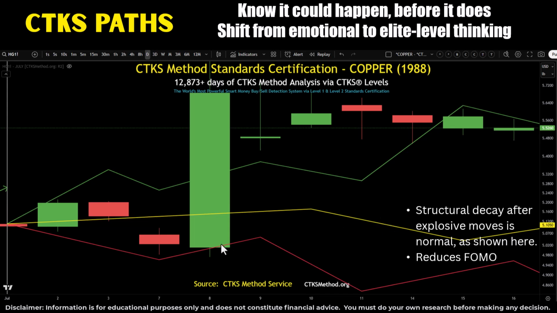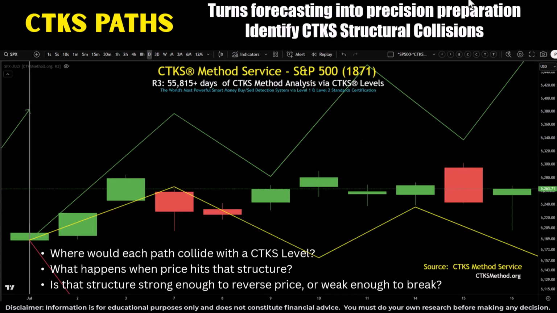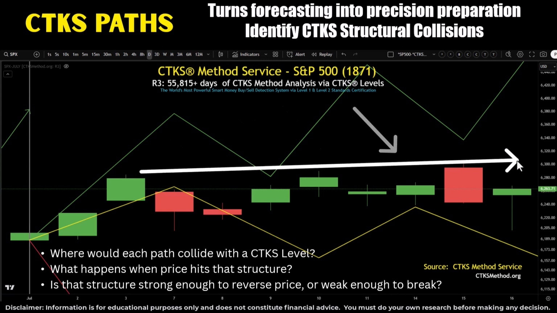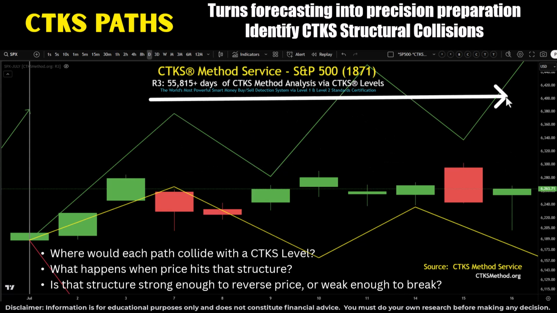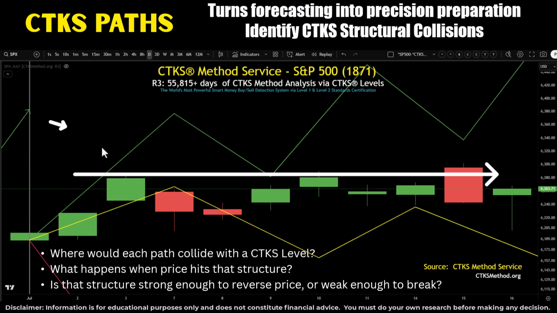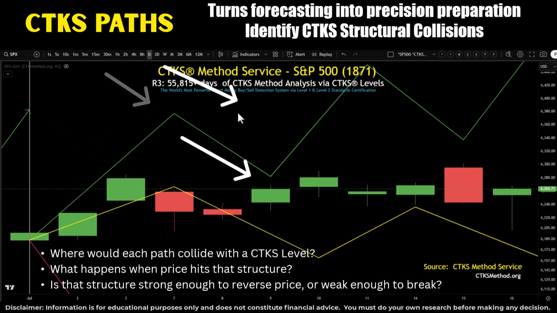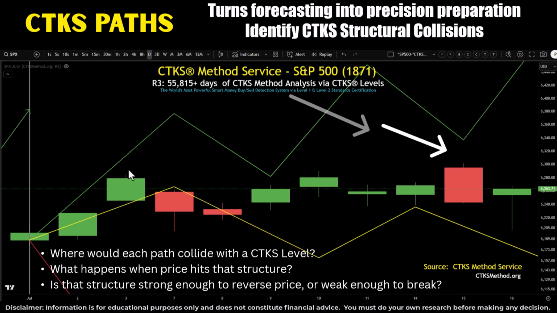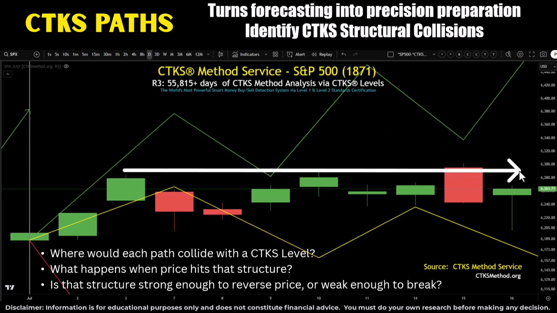Actually, candles like this are called green fire candles, because when you get in and you expect them to just keep on going, they burn you. As I was explaining to the service members inside this month's video, there is a tremendous amount of overhead structural resistance in the S&P 500. Even though the S&P 500 went into price discovery, we already knew that the structure was so incredibly strong that it was likely to come down, or at best consolidate.